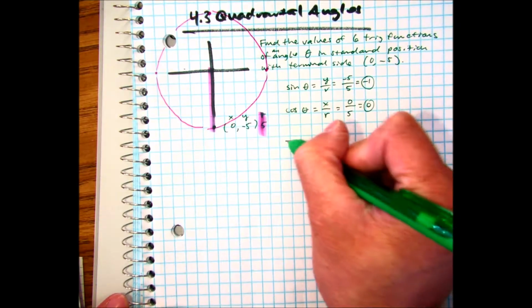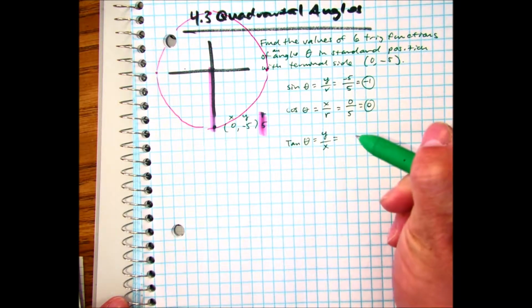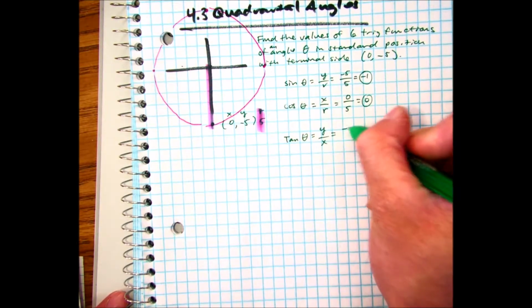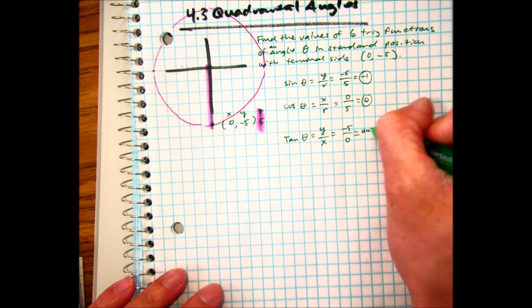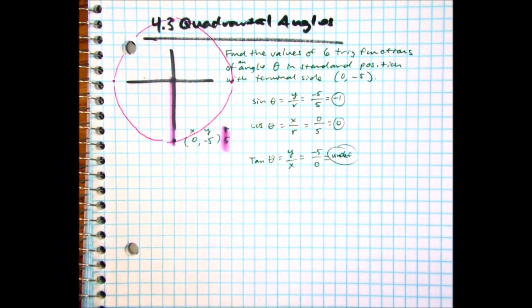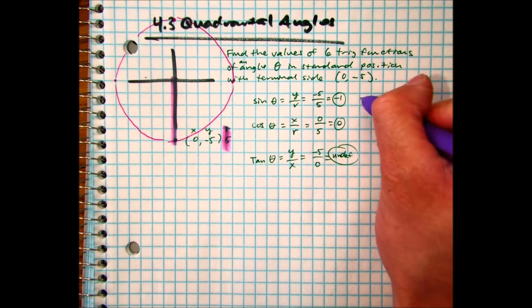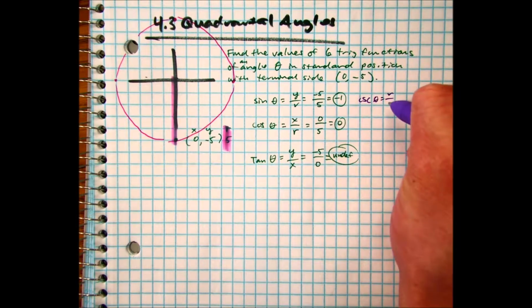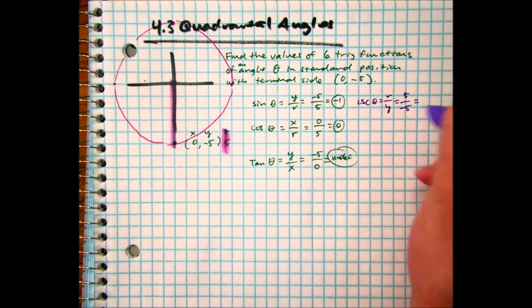Sabrina, tangent. Y over x. Numbers? -5 over 0. Anything divided by 0? That would be undefined. Ramil, cosecant. Cosecant is 5 over -5. Which gives you what? -1. Thank you.